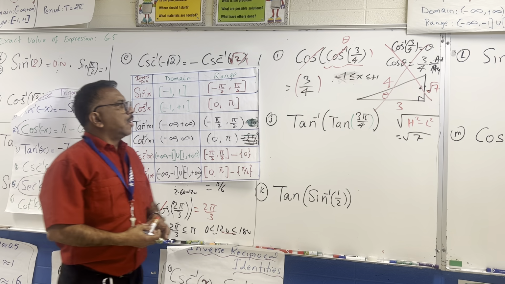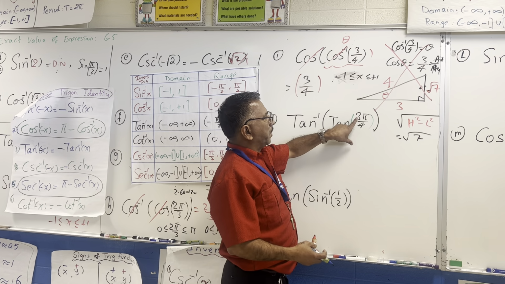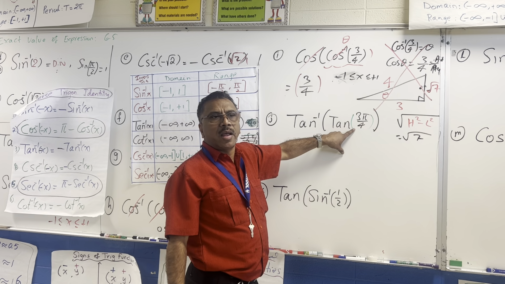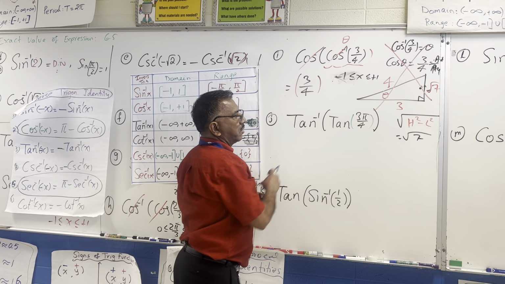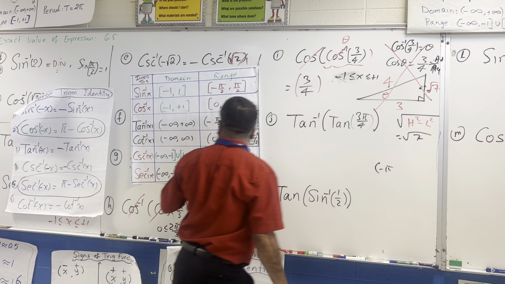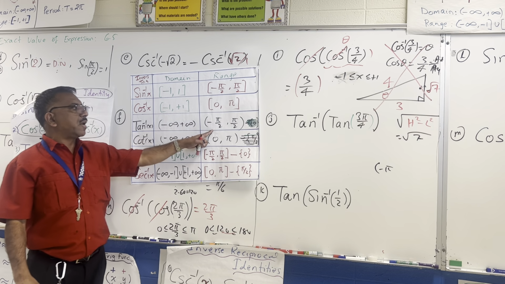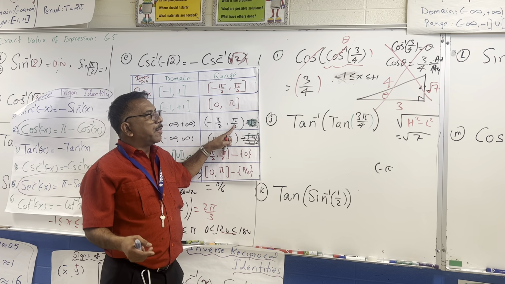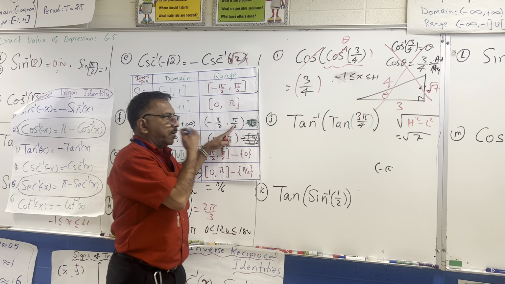Next question is, what about tan inverse of tan 3 pi by 4? Question is, what is tan 3 pi by 4? Can we directly cross it out? You need to be very careful, because the domain for tan inverse is minus pi by 2 to pi by 2, and this 3 pi by 4 is more than pi by 2. So we can't just cross it out. So we have to do something about it.